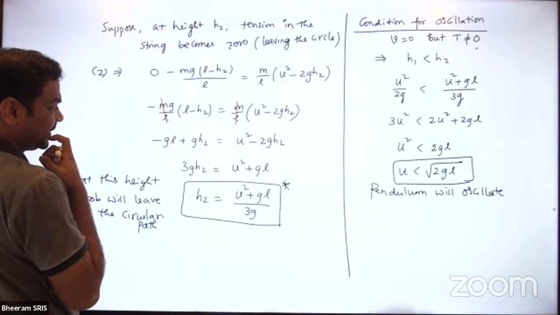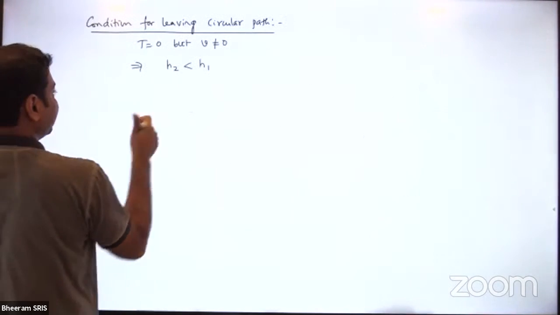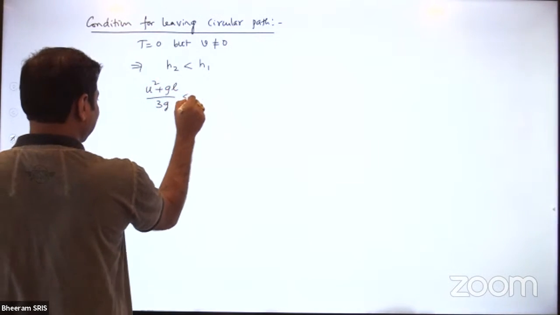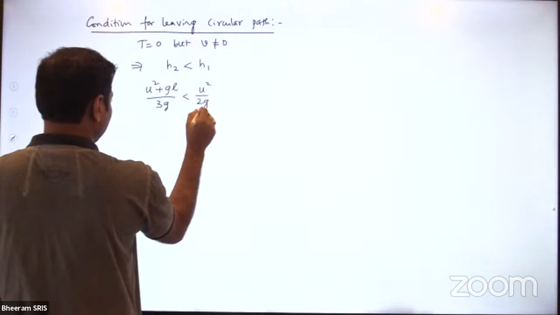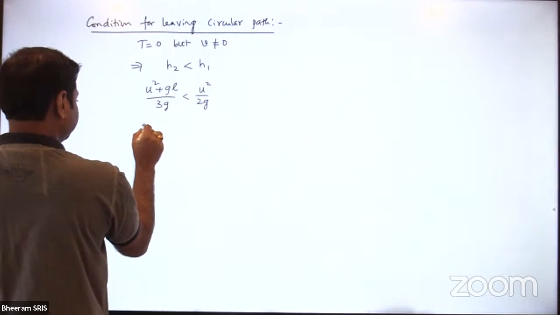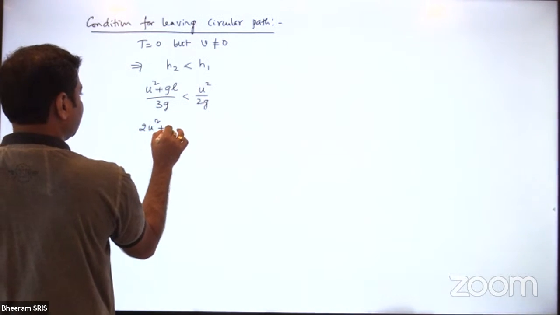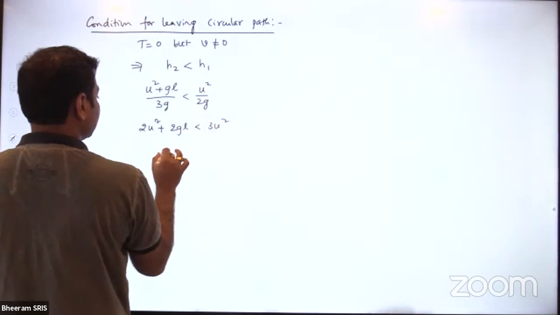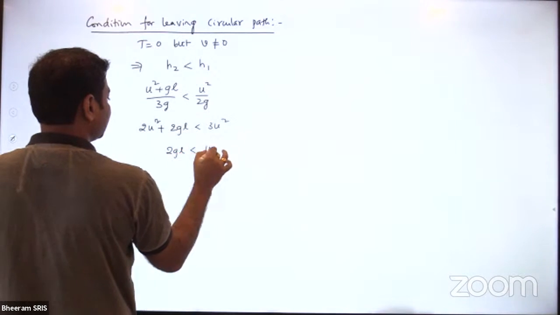H2 value is U square by, okay, and H1 is U square by 2g. Okay. U square plus GL by 3g is less than U square by 2g. Okay? Now cross multiply it. G cancels out. 2U square plus 2GL is less than 3U square. So 2GL is less than U square.